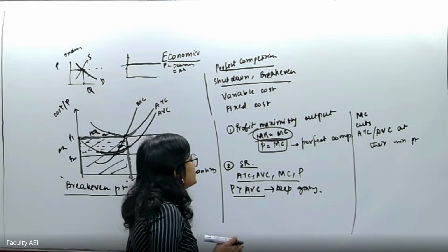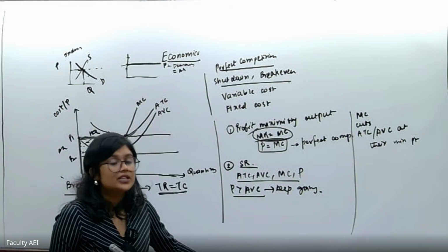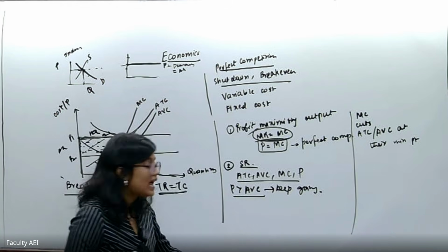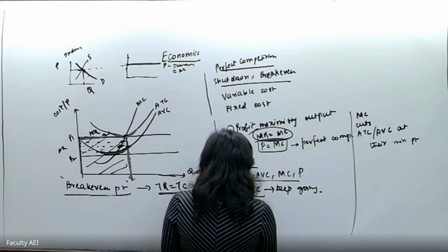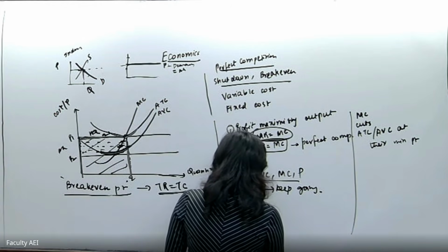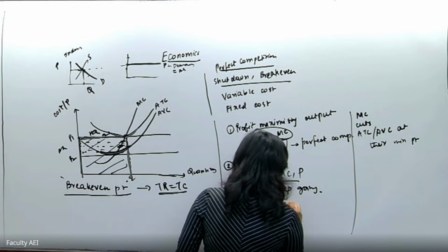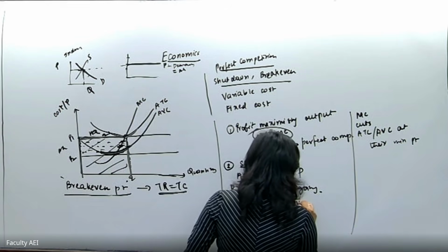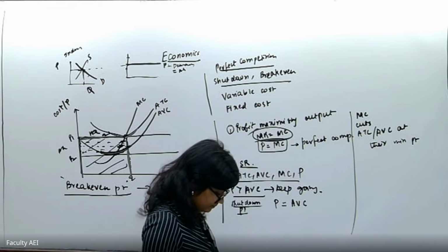So the firm keeps, in the short run, on producing as long as the price is greater than average variable cost. What would be the shutdown point for the firm? In the short run, the shutdown point for the firm would be price is equal to average variable cost.